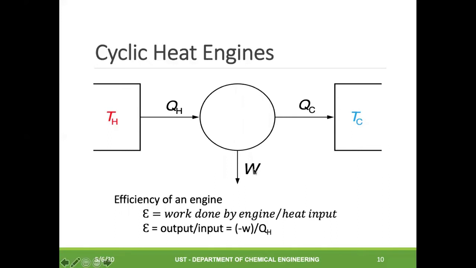Now, if we consider the engine to operate continuously, it has to be restored to its original state so that it can expand again and produce work. This can only be achieved if the working substance loses heat. To determine the efficiency of an engine, efficiency is equivalent to the work done by the engine over the heat input.